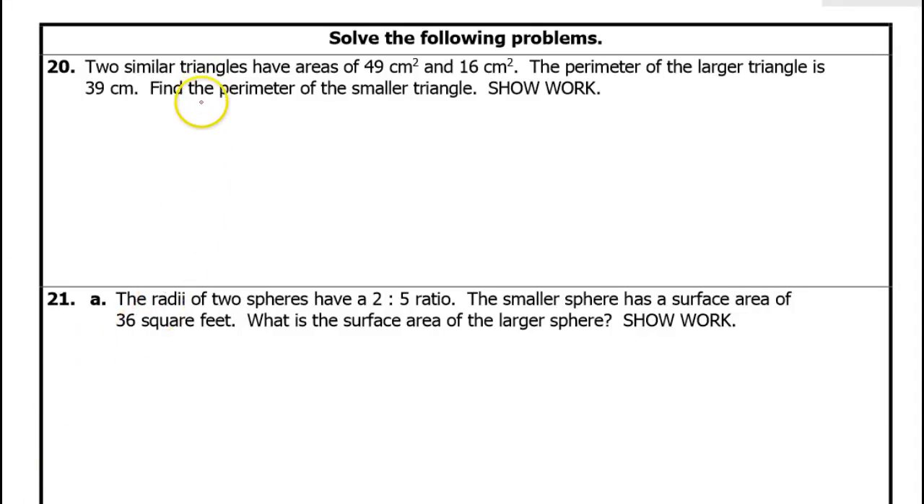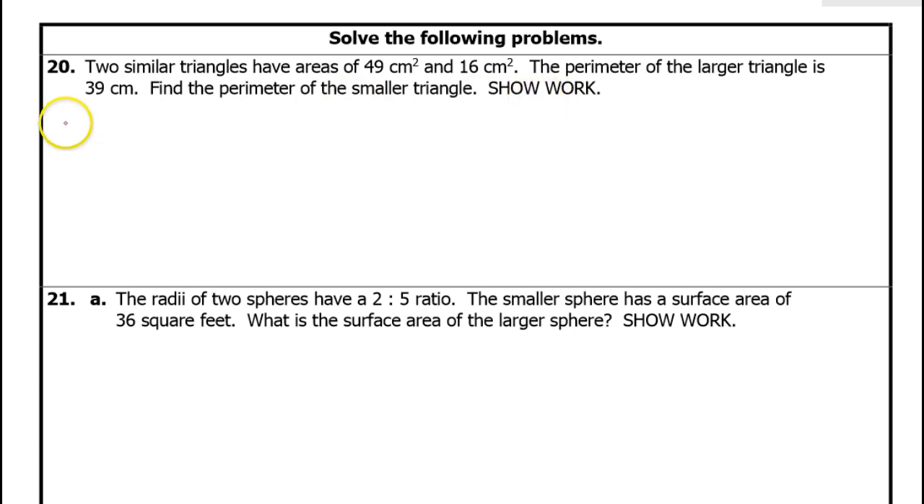In this video, I will show you how to use the relationship between the length, area, and volume of similar figures to find unknown lengths, areas, and volumes. So for problem number 20, we have two similar triangles that have areas of 49 square centimeters and 16 square centimeters. The perimeter of the larger triangle is 39 centimeters. Find the perimeter of the smaller triangle.